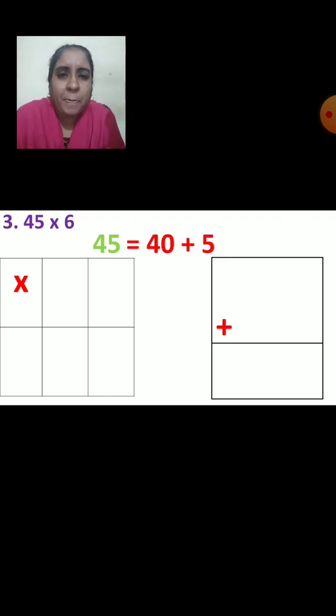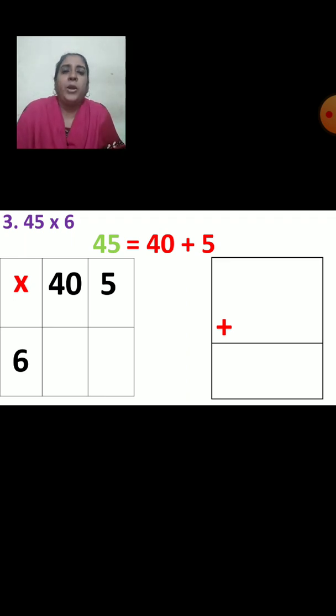Yes, 40 plus 5. Now you are going to bring this one number down and write. So first column what will come? 40. Second column 5. And down what you will write? 6. Very good. Now you have to multiply 40 and 5 with what?